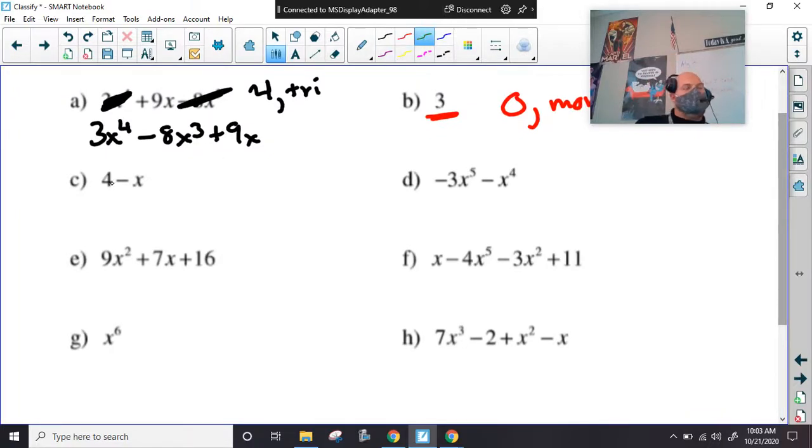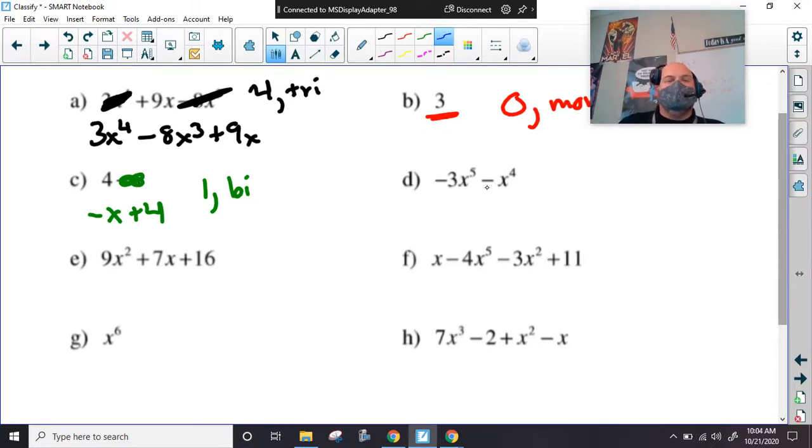All right. Number C. What's going to go first? Yeah, the negative x goes first, or minus x, and then the positive 4. What's its degree? What's this power of x right here? 1. Very good. How many terms do we have? 2. That's it. Like I said, super short, super sweet, super easy.